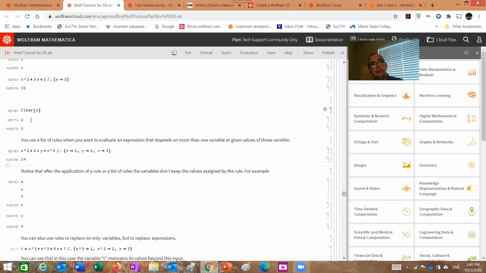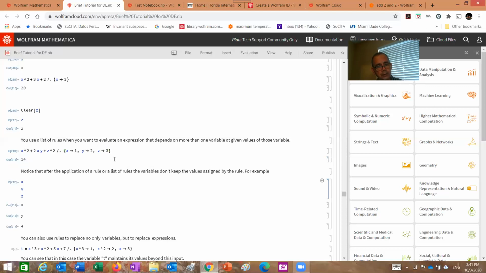and that's why you need to be very careful with clearing all the variables that you are using, because if you have used that variable before and it had a value, even when you apply a rule here, it takes the old value and not the new value. You understand what I mean? That's why here you get a different value, which is 14.